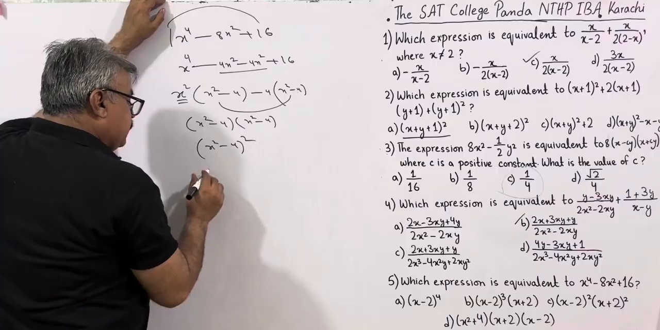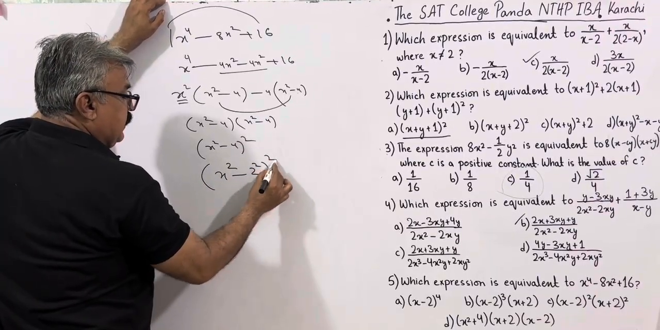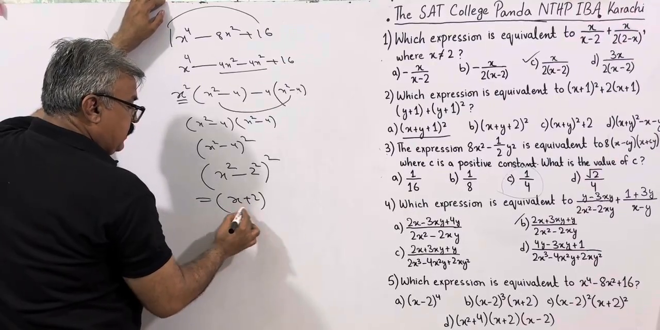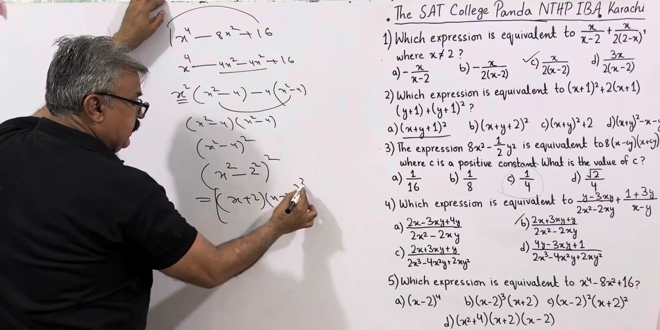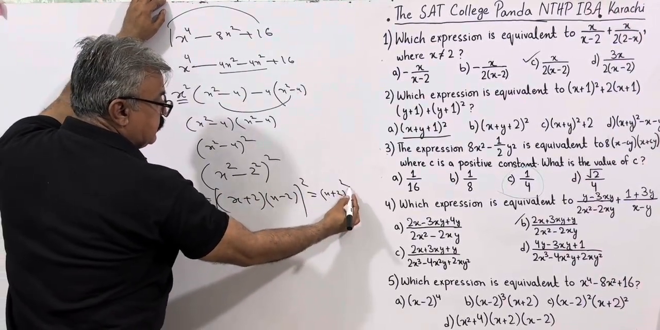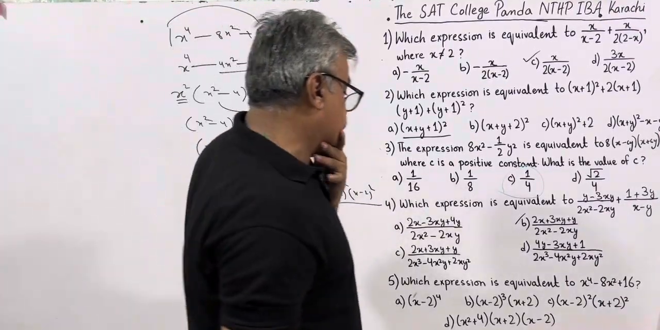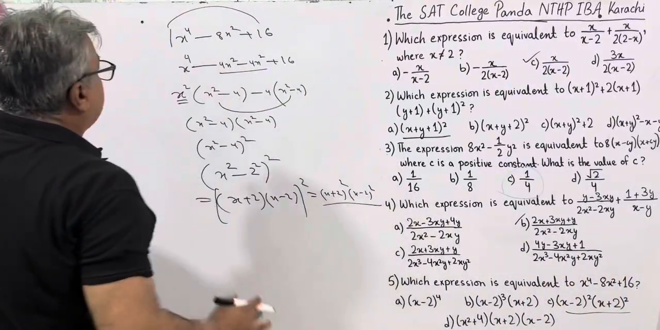Okay, this can also be factored by the difference of squares. 4 can be written as 2 square. So this can be factored further: x plus 2 times x minus 2, overall square. Apply the square to each bracket: x plus 2 whole square and x minus 2 whole square. Option number C is the right option. It is the path of middle term breakup.